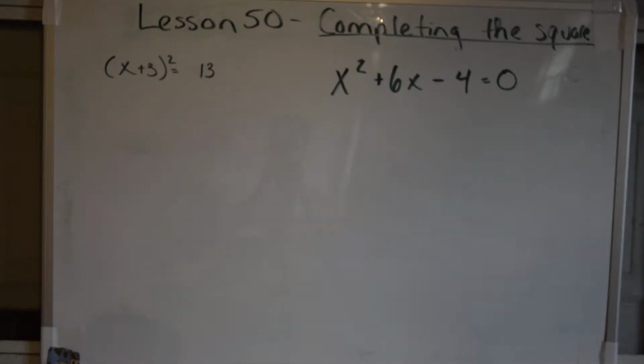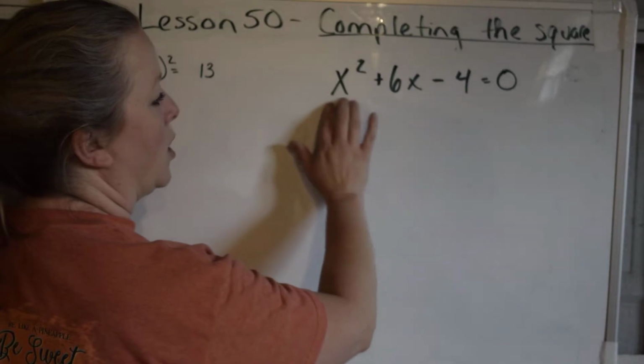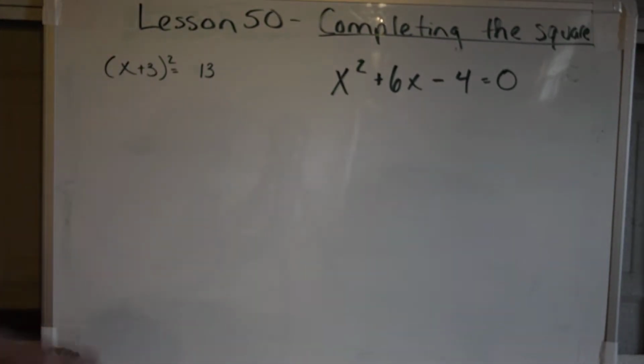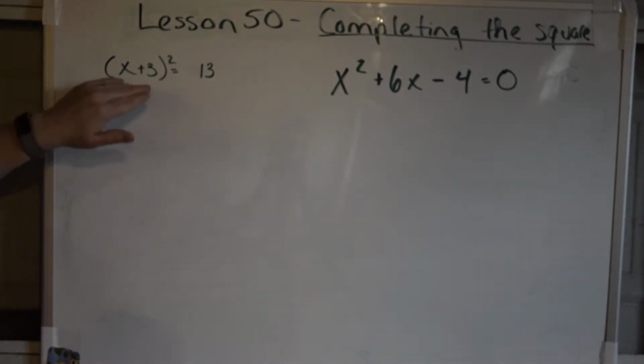Lesson 50, completing the square. When we talk about completing the square, we're talking about taking a quadratic equation and working with it until we get it into the form where it's a binomial squared. That square is what we're completing. Let's review how to solve that equation.